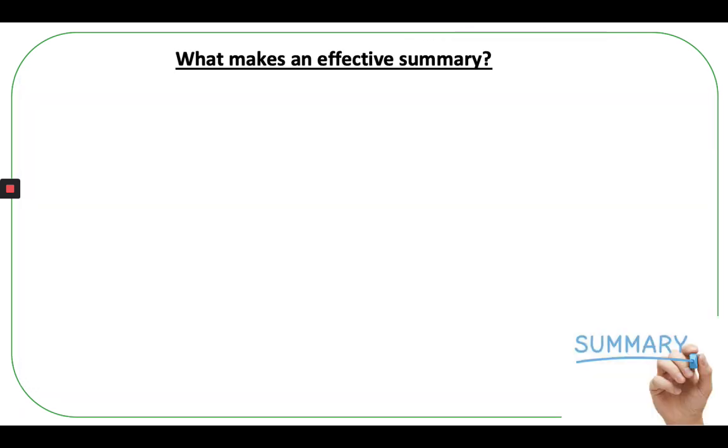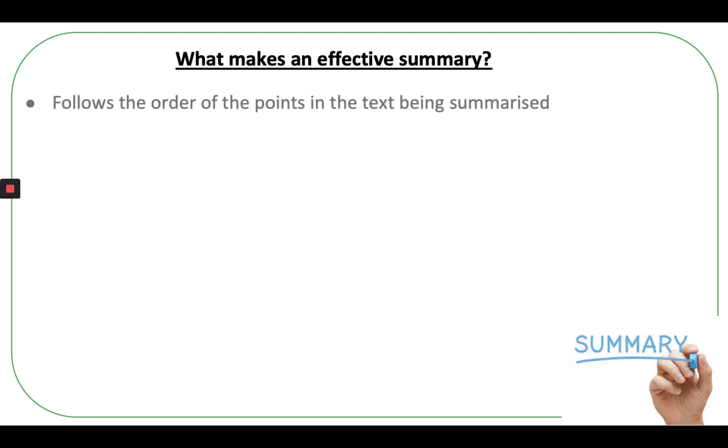So what makes an effective summary? You follow the order of the points in the text being summarised. So if it's an article about surfboards and you're looking specifically at how the boards are made, you wouldn't select a piece of information from the end of the source, then the middle, then the beginning. You choose your information chronologically, beginning, middle, end.